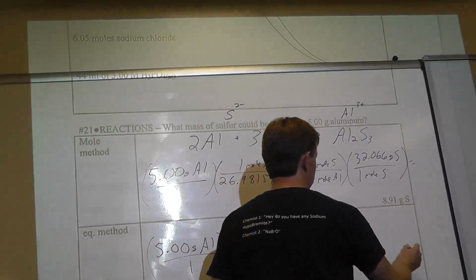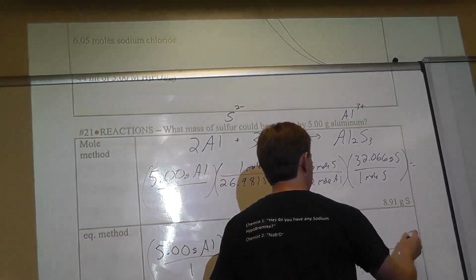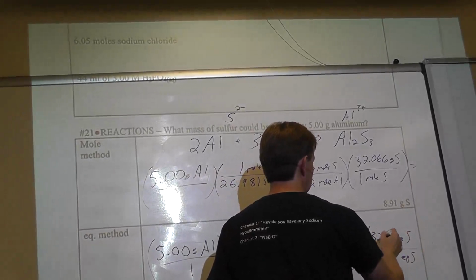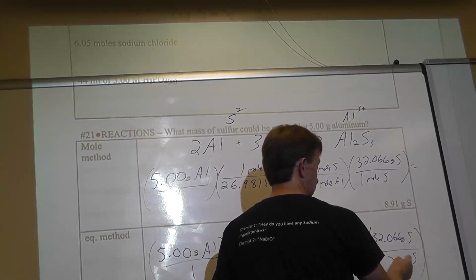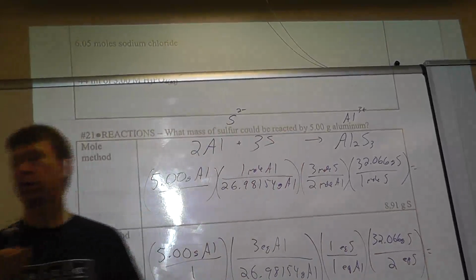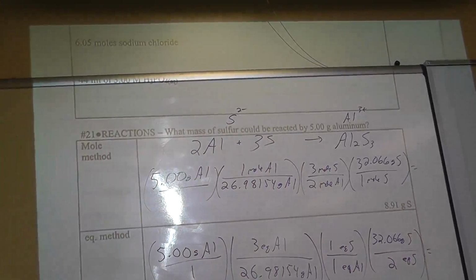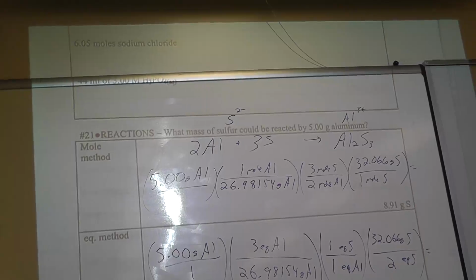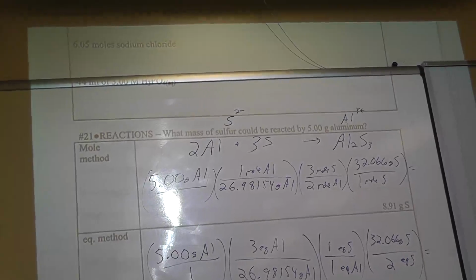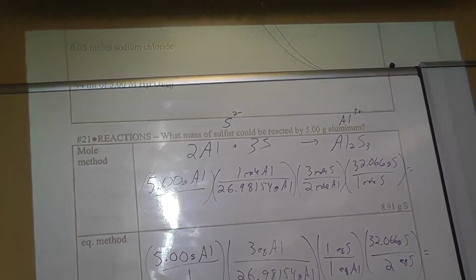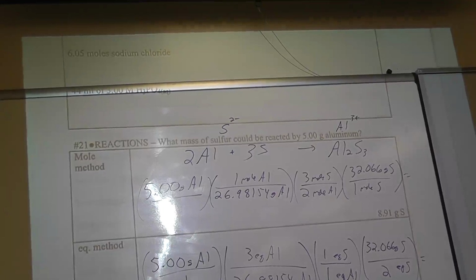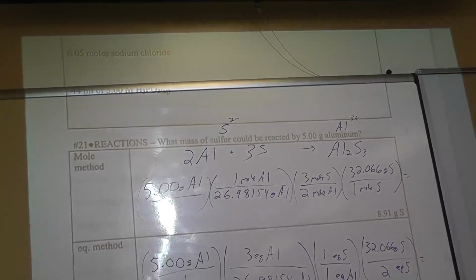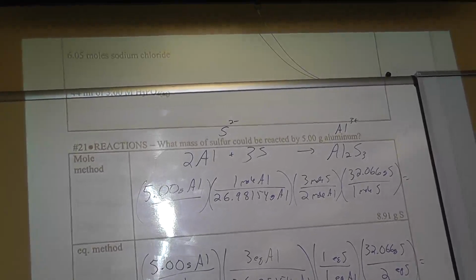And then we need to go for sulfur, from equivalents back to grams. Periodic table says 32.066 grams is how many equivalents? 2. The charge, the column it's in tells you the charge it carries, correct? And then you do the math and you still get 8.91, because it is a different way of doing the same thing. Do you see how that works? Do you see how that's comparable? Do you see how even the mathematics is identical?